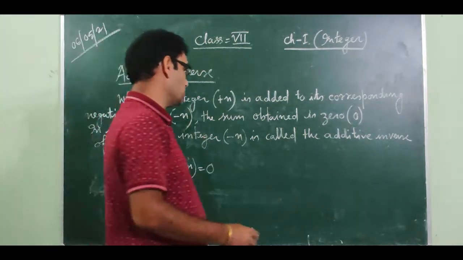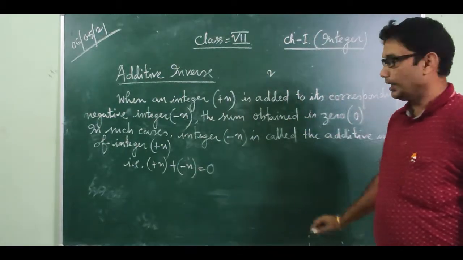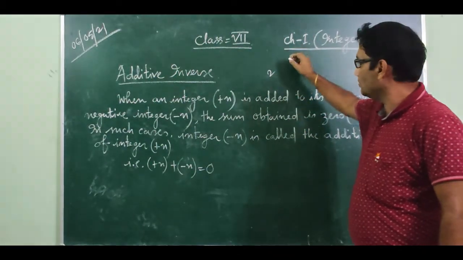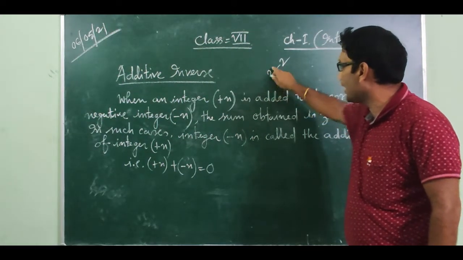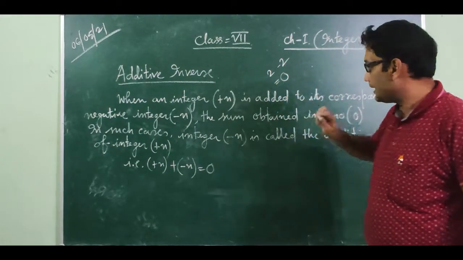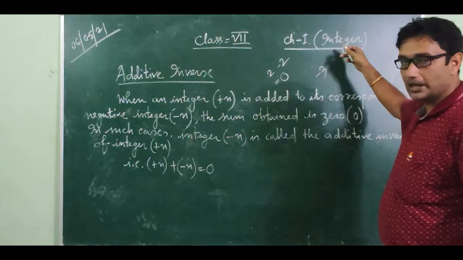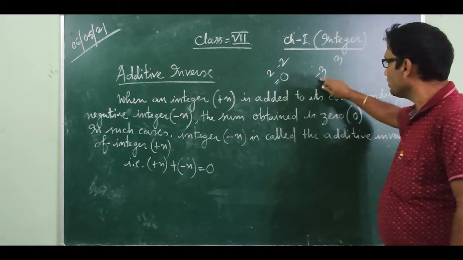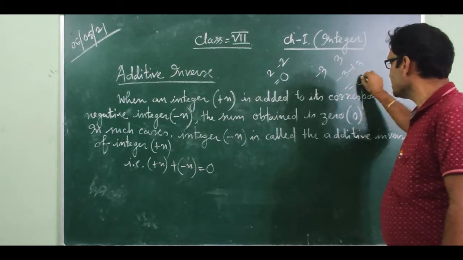For example, suppose one integer considered is 2. Its additive integer will be minus 2. Why? Because this plus 2 and minus 2, when we add, our result will be 0. If one integer is the negative integer minus 3, then its additive integer will be 3, because when we add these two, minus 3 plus 3, the result will be 0.